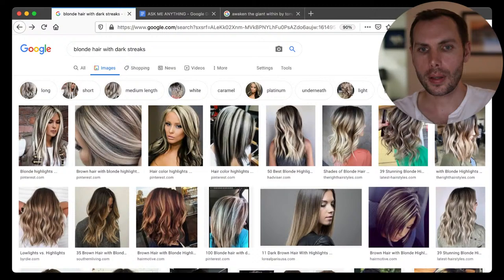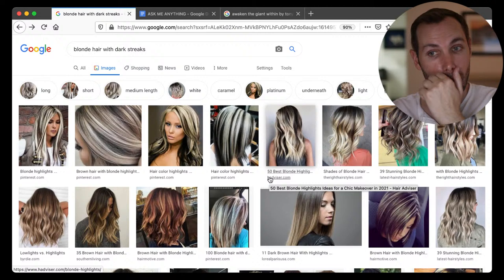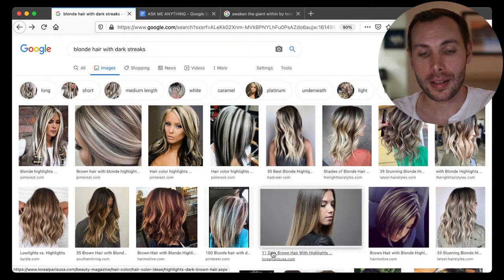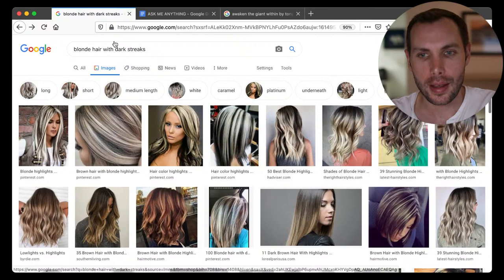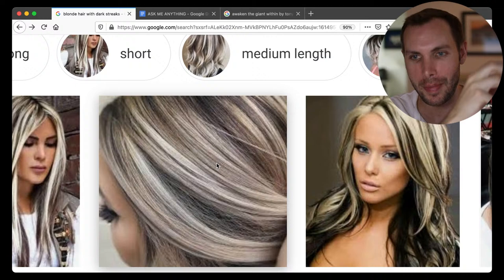So the first thing that came to mind for this type of hair is that it's not one color. It is blonde hair. Now, again, I might be wrong here. This is just what I think. Let me know when you see these pictures if this is what you're talking about. So blonde hair with dark streaks. So you see these lines in the hair, which I guess are added on, right? These are streaks.